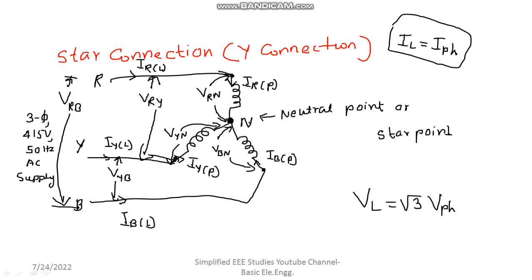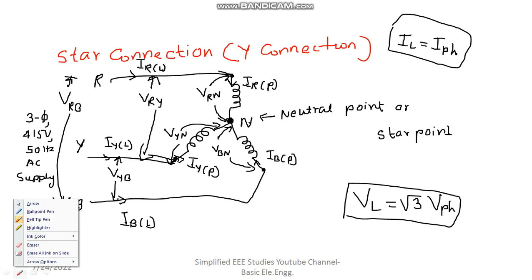This is another important observation in case of star connection. Line voltage will always be equal to √3 times phase voltage. Which is larger, line voltage or phase voltage? Line voltage is always greater than phase voltage in star connection.